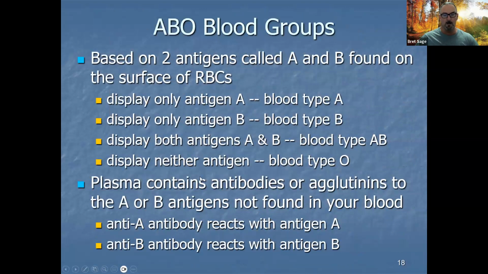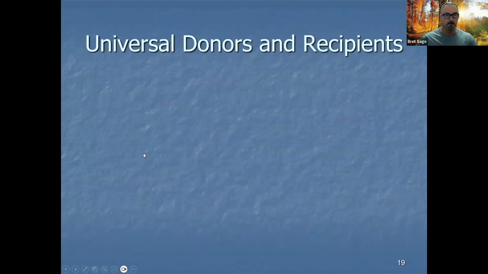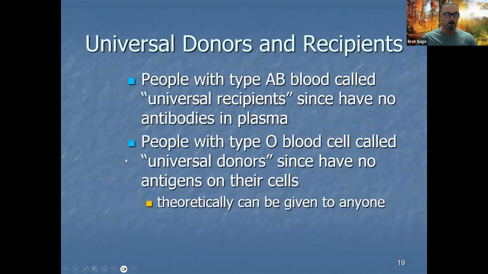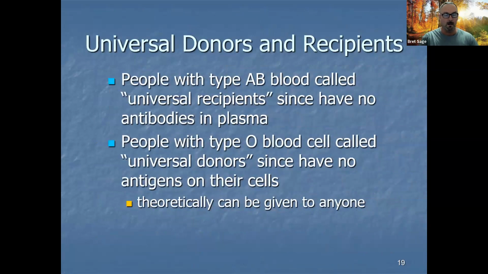ABO blood groups has to do with the presence of antigens called A and B. Take a look at this. I'm not going to talk about it in detail because it doesn't come up on the test much. Universal donors and recipients. Again, I'm not going to talk about this much because it's primarily physiology, but take a look, fill in your notes. It could potentially come up.